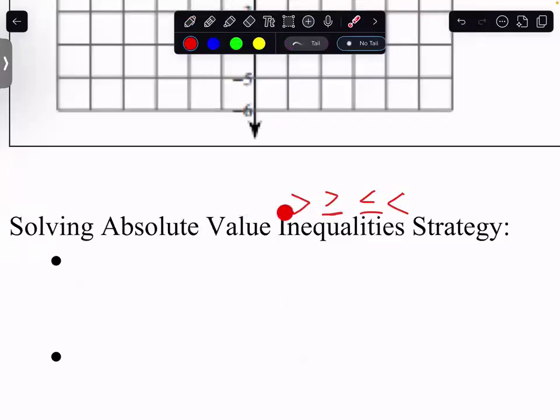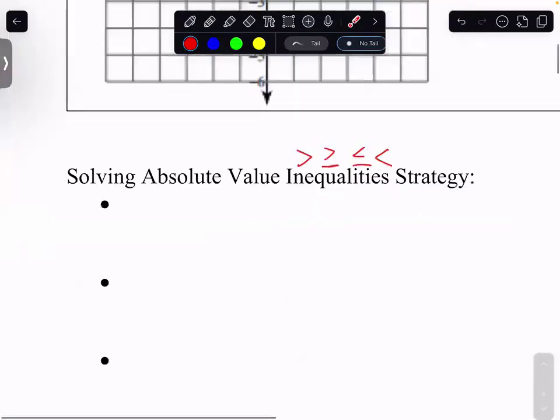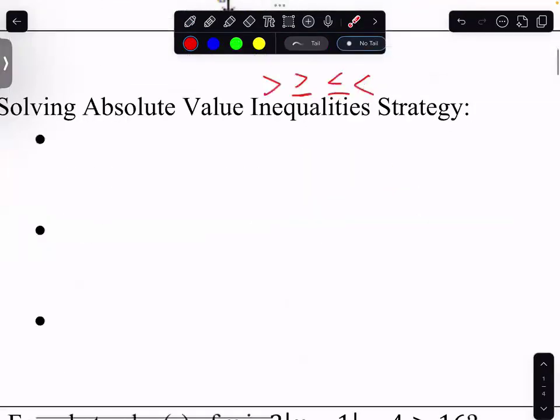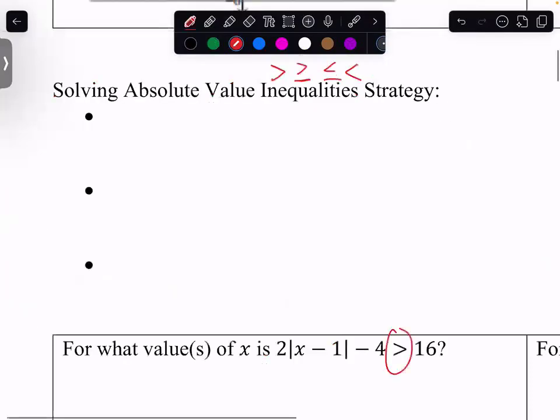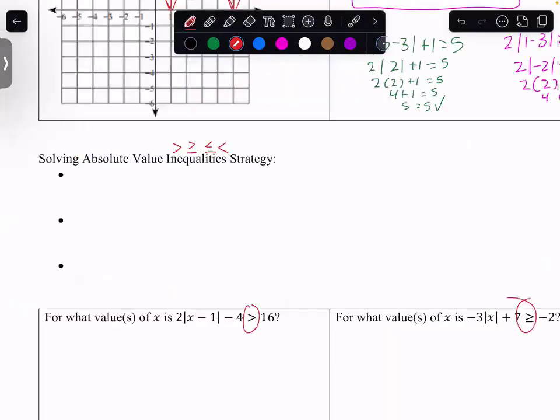With these symbols, the answer will be different, because instead of simply equaling a number, you want to know where it is bigger than the number or where it is less than the number. But the good news is most of the steps are going to be exactly the same as what we've been doing. So when your problem has an inequality symbol for absolute values, here's the strategy.